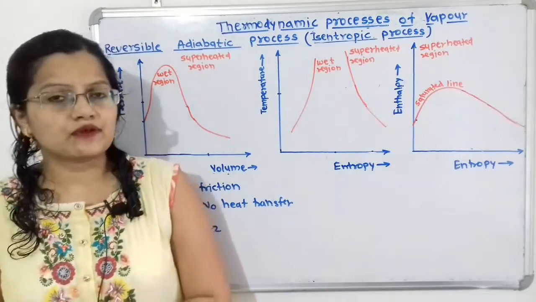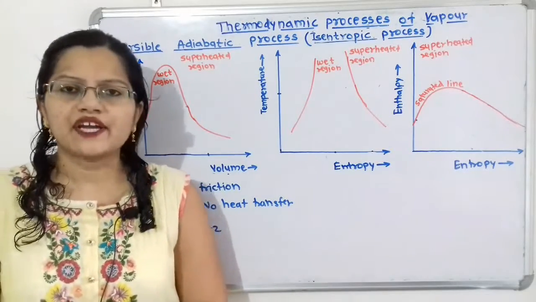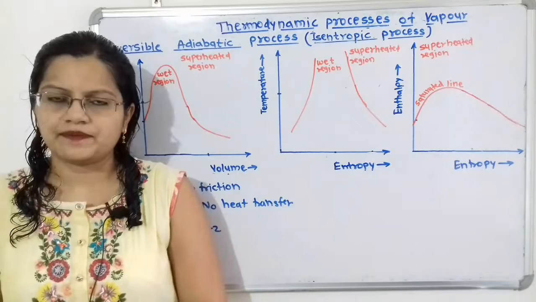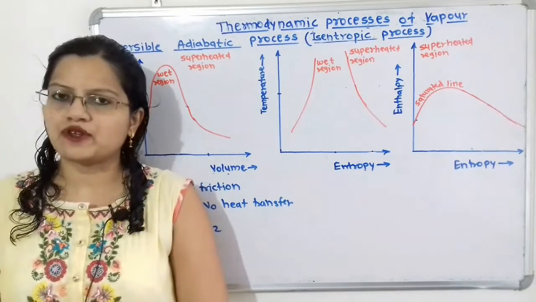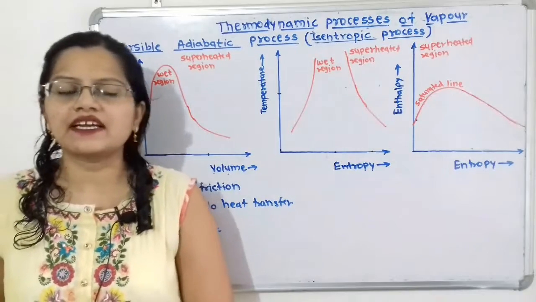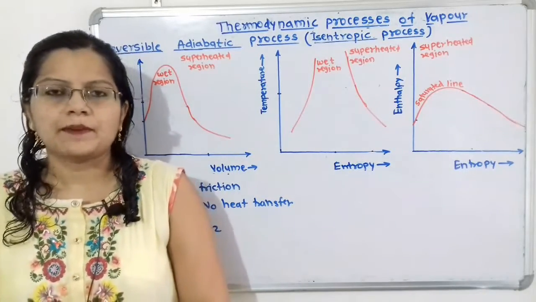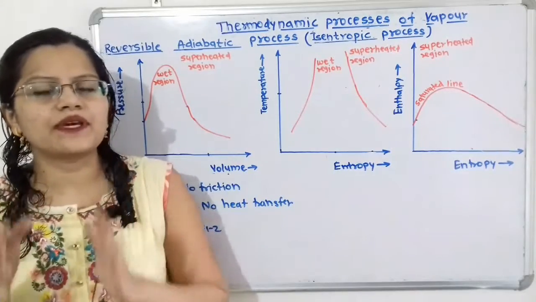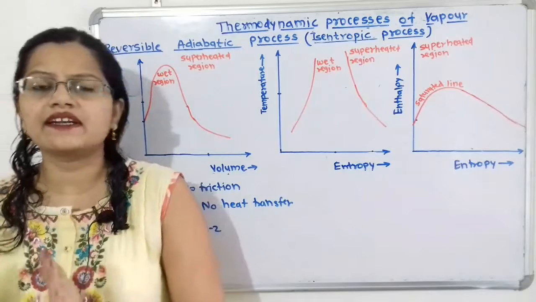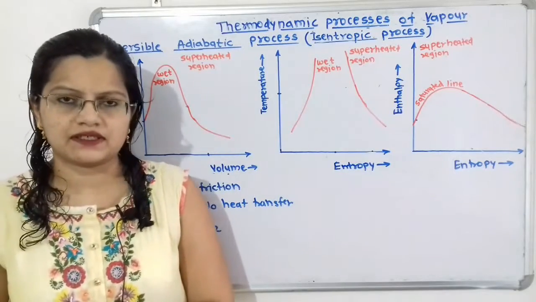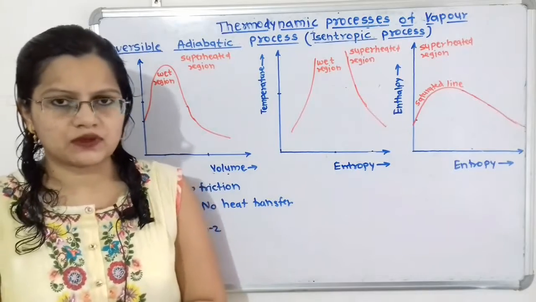Reversible adiabatic process or isentropic process is the process when entropy remains constant. Now we know that when the heat is getting absorbed or when the heat is getting removed, then there is a change in entropy. But in this process entropy remains constant, and that's why there is no heat transfer taking place. Now what is the meaning of reversible adiabatic process?